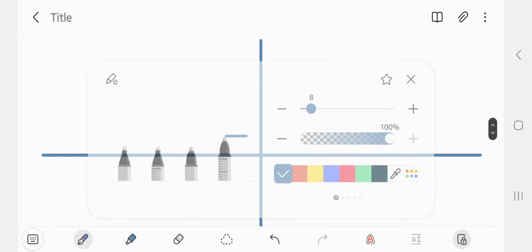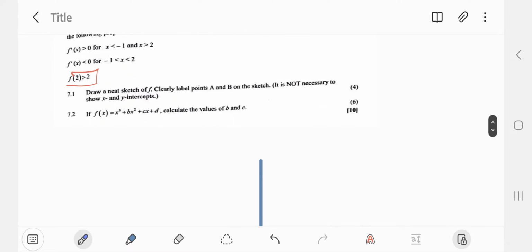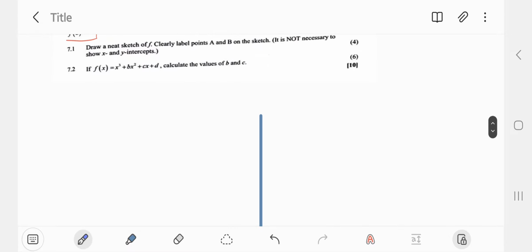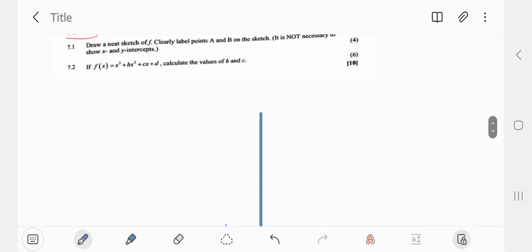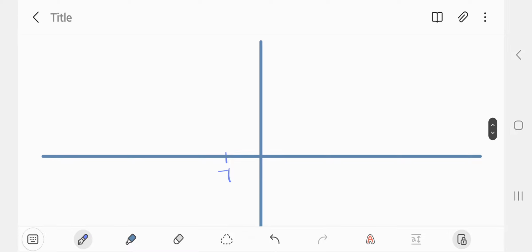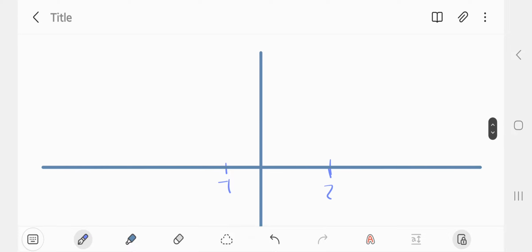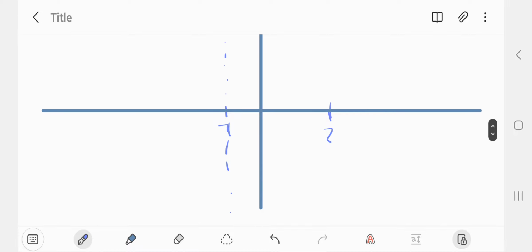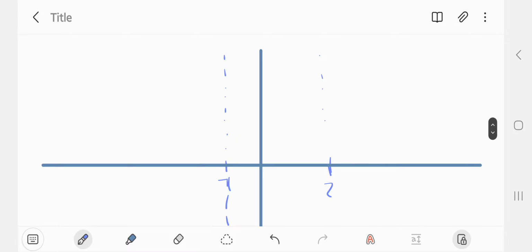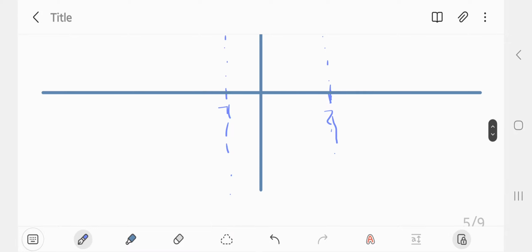And now let's label. We have where x is -1, so let's say this is -1. And then we have where x is 2, so let's say this is 2 here. I'm just going to draw dotted lines all the way like that. It will help us, and a dotted line all the way like that.